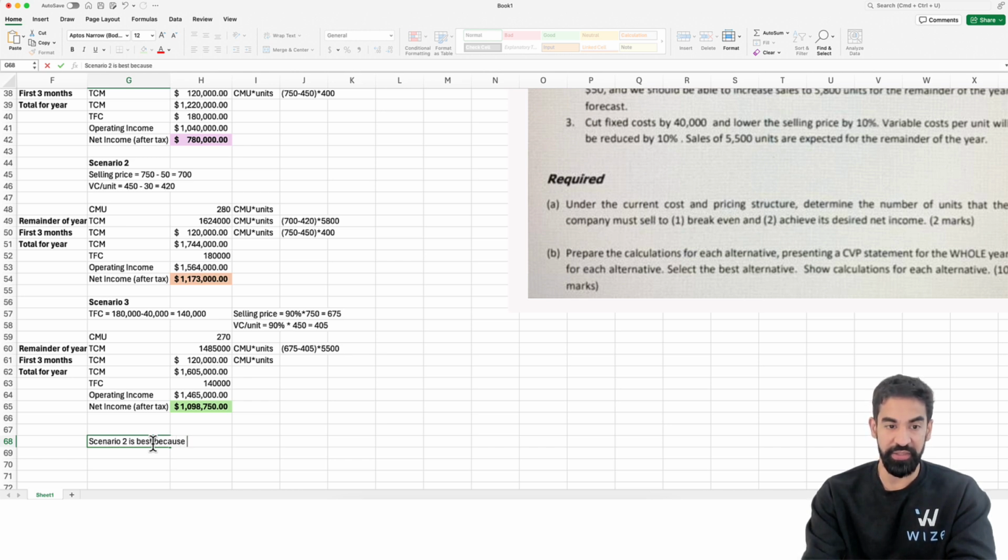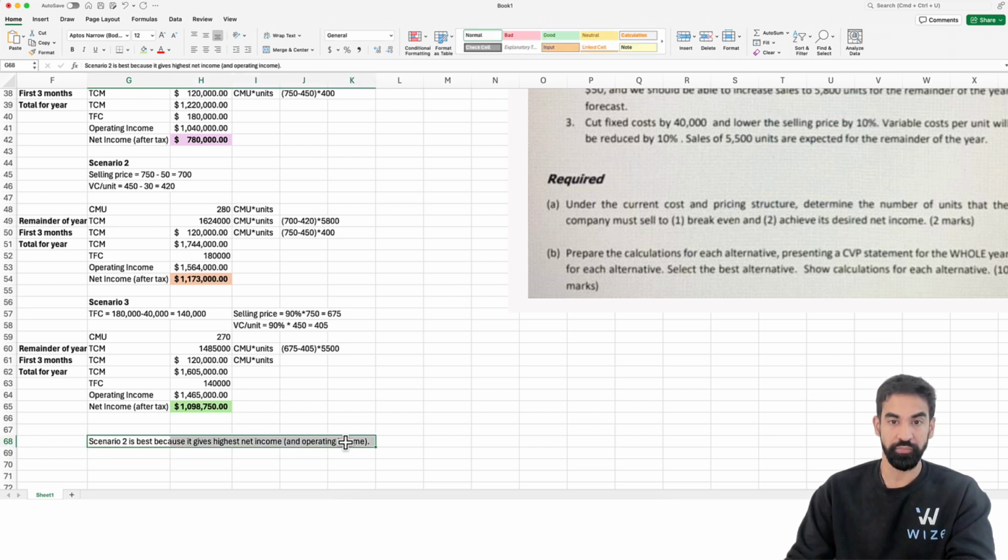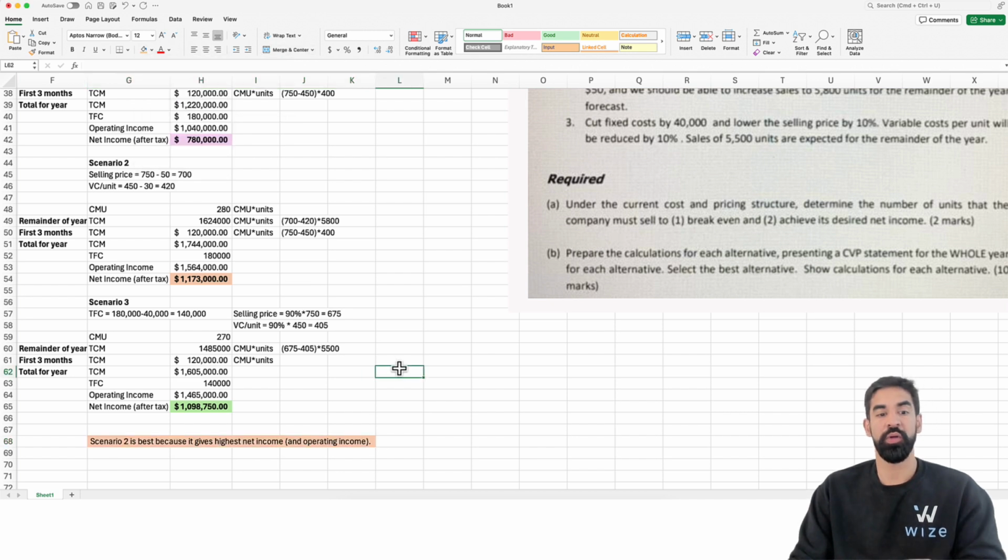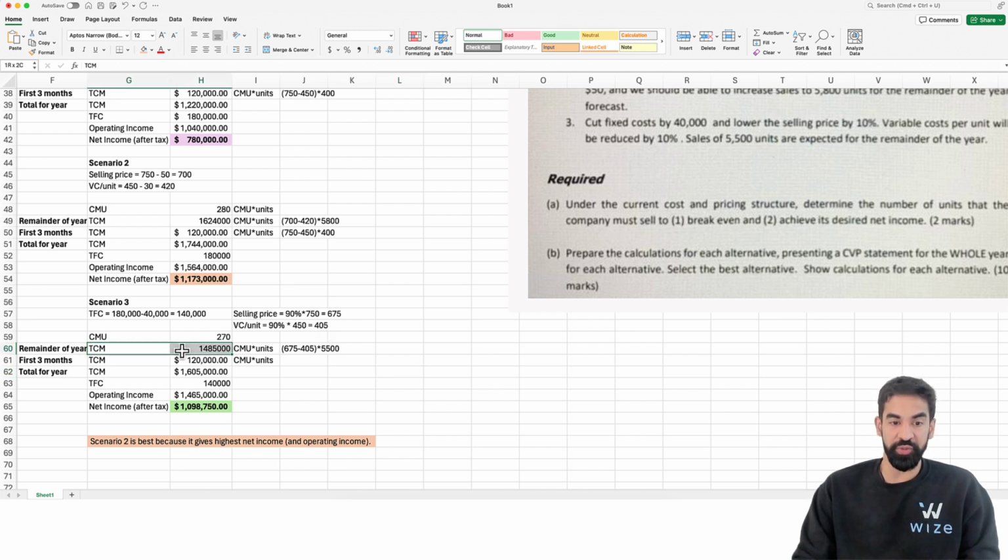Because it gives the highest net income, or you could say highest operating income. And if they had asked you just for the rest of the year, well, then you would have just taken the remainder of the year numbers for contribution margin.